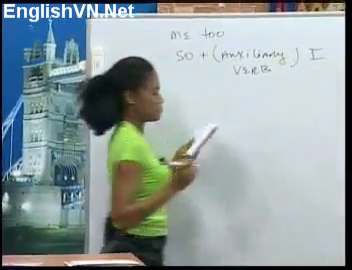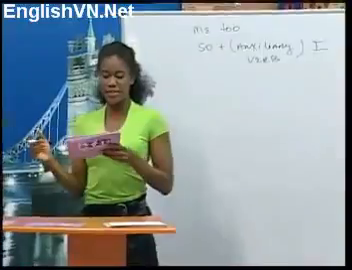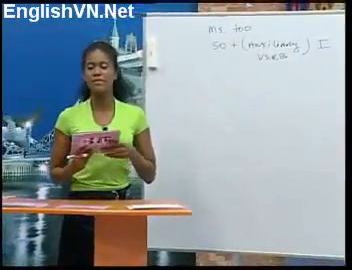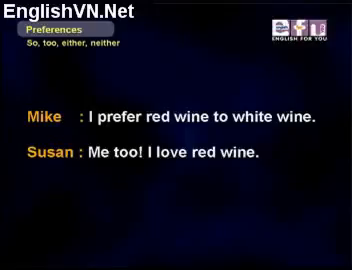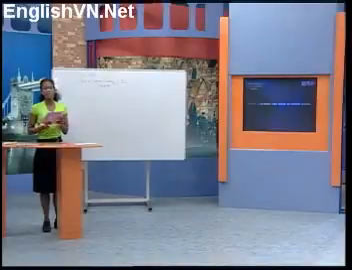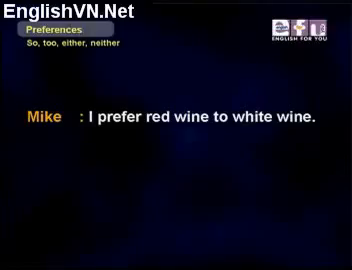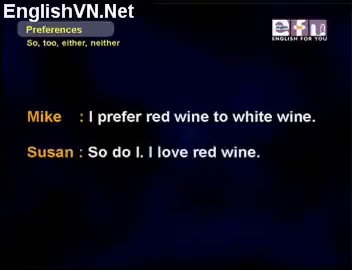plus I. Let's have a look at these sentences to see how we can use these expressions. So we have a conversation between Mike and Susan. Mike says, I prefer red wine to white wine. Susan says, me too, I love red wine. We can also agree by saying something like this. I prefer red wine to white wine. So do I. I love red wine.